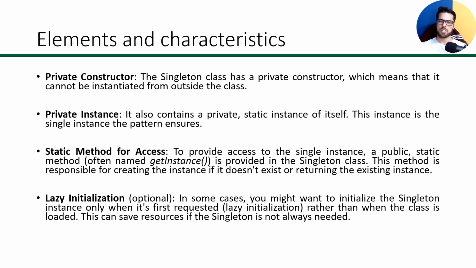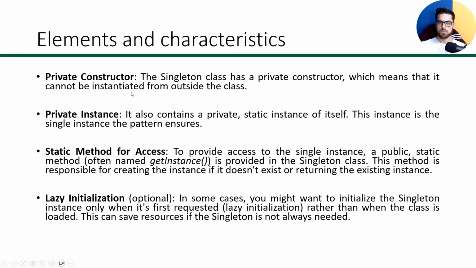What are the elements and characteristics of Singleton? Finally, we're going to dive into some code soon. So let's just read this and then we dive into the code. So here we have private constructor. Oh, that's new. We haven't seen private constructors yet. So the Singleton class has a private constructor, which means that it cannot be instantiated from outside of that class. Interesting. So by making the constructor private, no other class can create an instance of the class that we want to instantiate. The responsibility will be within itself.